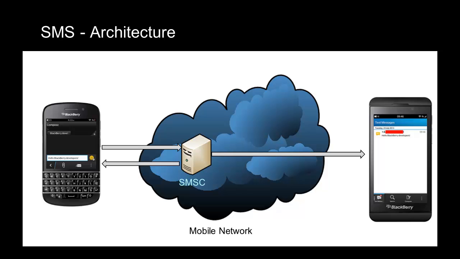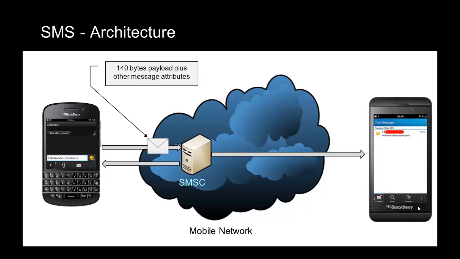Let's see what happens now when I submit a message from my BlackBerry Q10 on the left hand side of this screen. So my message gets sent from the BlackBerry device and it travels over the radio link to the nearest cellular network tower, or base transceiver station as it's more formally known. Now as you can see from the call out there, the message has a maximum of 140 bytes available to it as a payload, plus some other attributes of the message, some of which are visible to the recipient of the message and some of which are not. They're kind of system attributes.